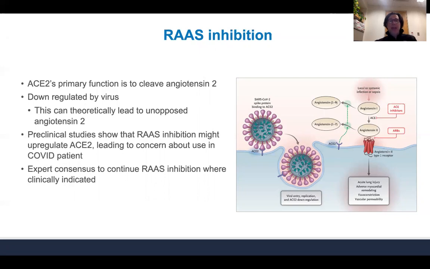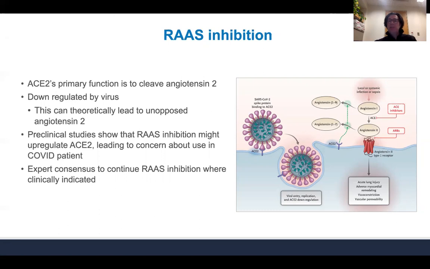substance known. And it is known that ACE2 is downregulated by the virus. So this can theoretically lead to unopposed angiotensin II, i.e. unopposed vasoconstriction. And it is interesting to see that some critically ill patients with severe COVID infection have very severe pneumonia and ARDS, but have extreme hypertension. Preclinical studies have shown that RAS inhibition might upregulate ACE2, therefore increasing the risk of getting an infection or increasing the severity of infection, leading to concerns about using RAS inhibitors like ACE inhibitors or angiotensin receptor blockers in COVID-19.